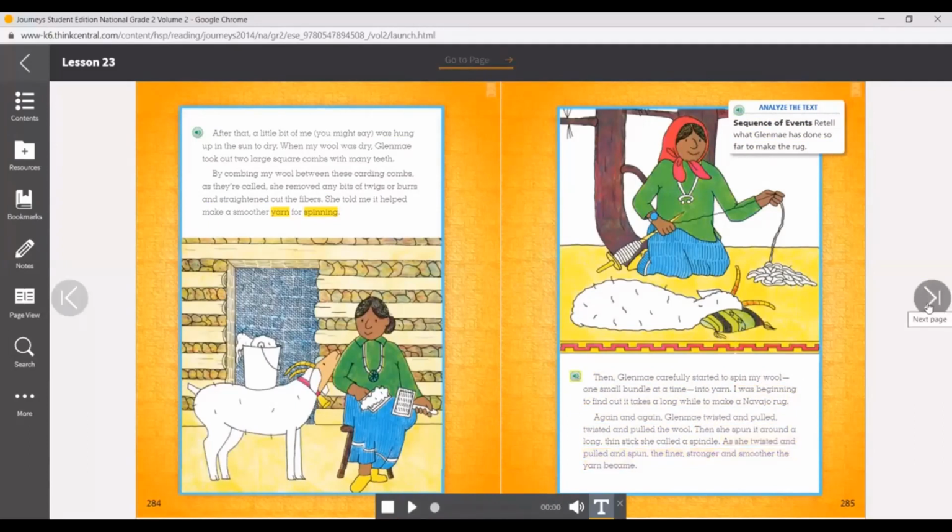Please go back and sequence the events so far that Glen May has done to make the rug.